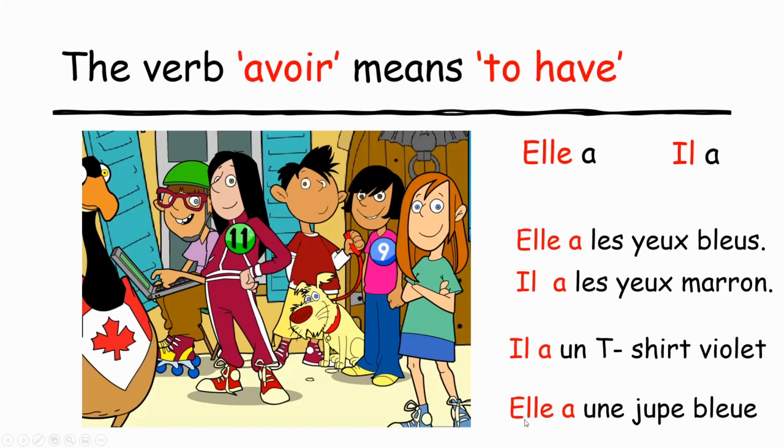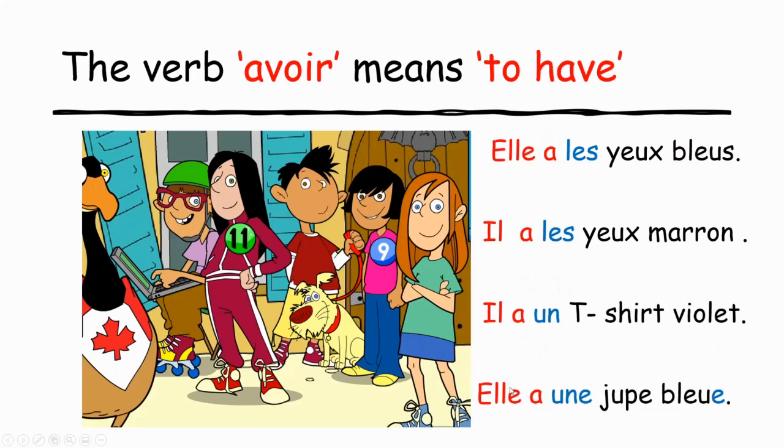And finally, elle a une jupe bleue. This time we know it's talking about a girl because it's she has. Une jupe. We might not know what that means, but we know what colour it is, bleu. So somewhere they are wearing blue. So it must be one of these two girls. Have a guess after 3. 1, 2, 3. Did you guess right? Jupe means skirt. Well done. Let's move on.